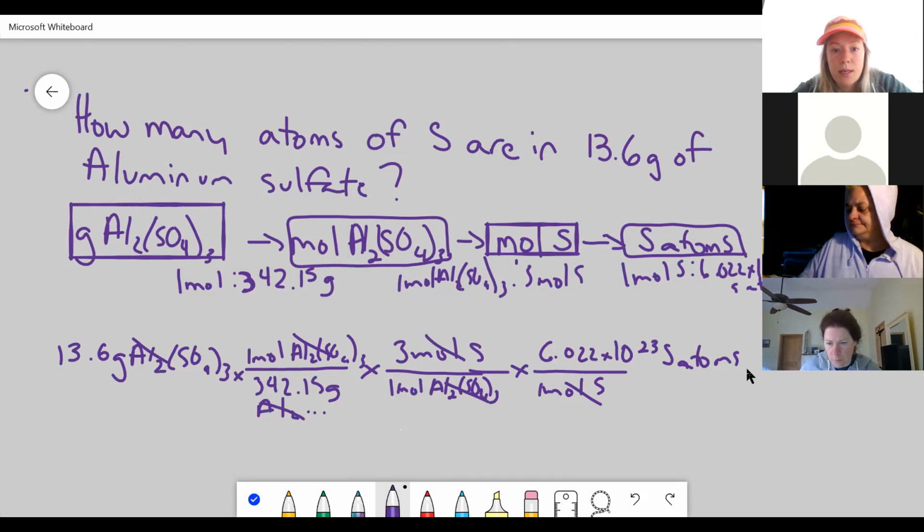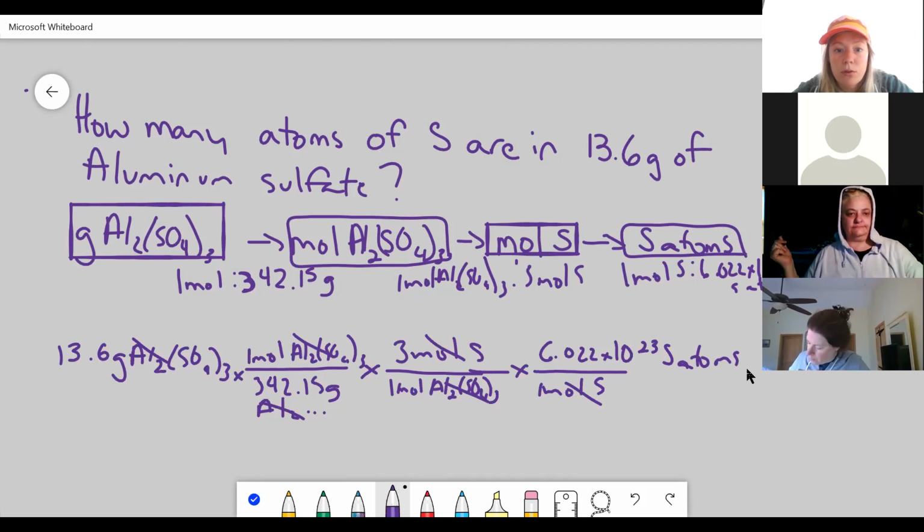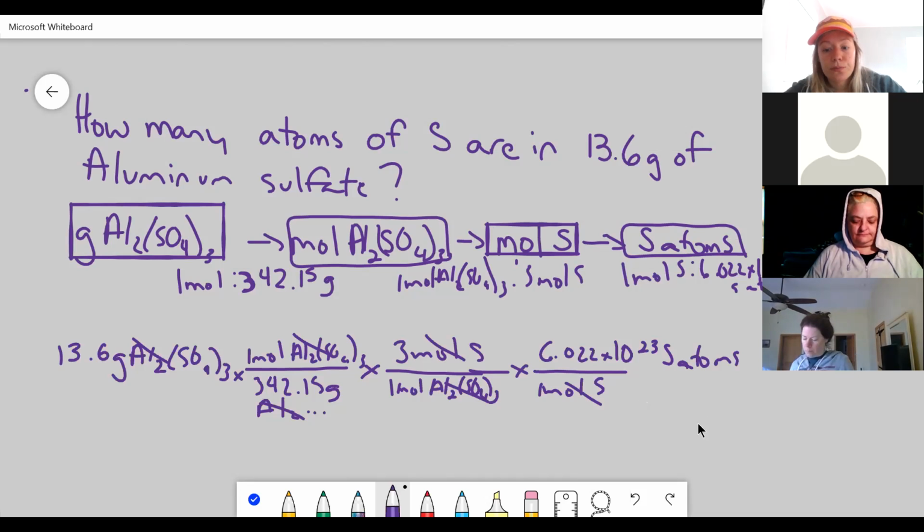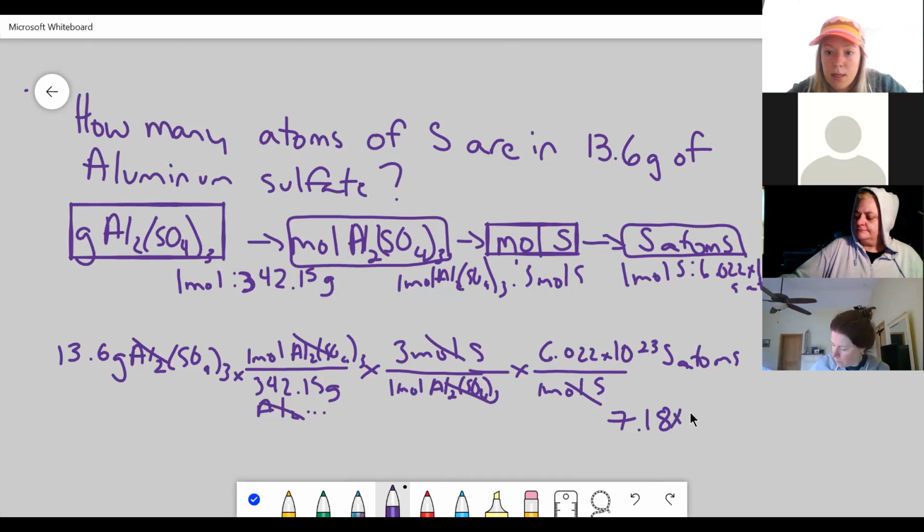So the 13.6, you'll multiply it by 3, and then you've got to multiply it by Avogadro's number, 6.022 E 23. And then we divide it by anything that has any meaning in the bottom; we don't need the ones. So 342.15. We're given 3 significant figures, so I'll go with 3 significant figures: 7.18 times 10 to the 22nd sulfur atoms.